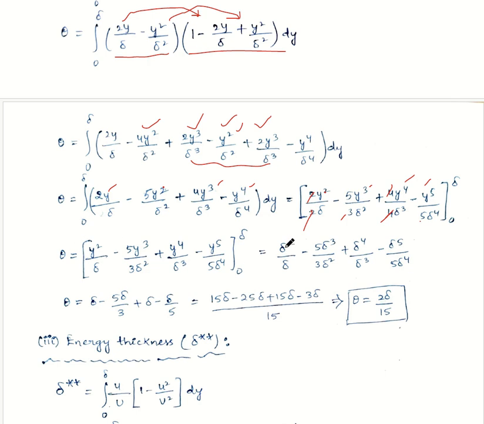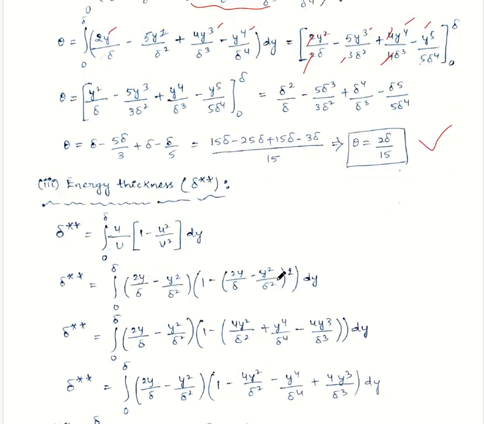So in the place of y you will substitute delta, so we will be ending with this value of delta minus 5 delta by 3 plus delta minus delta by 5. So if I take the LCM of 3 and 5, the LCM is 15, and if I do the calculation, you get theta value to be around 2 delta by 15.